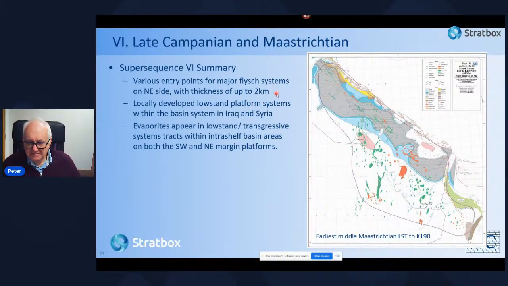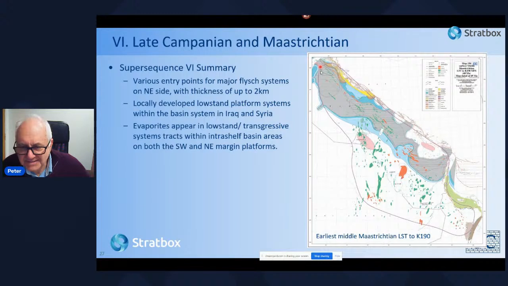Late Campanian, Maastrichtian, we really begin to get the effects of convergence and plate collision kicking in, because we begin to see clastic systems shed off the collisional margin coming in, particularly in the northern part of Iraq. Some of these are up to 2 kilometers thick. And then we also see low stand platform systems within basin systems in northern Iraq and Syria.